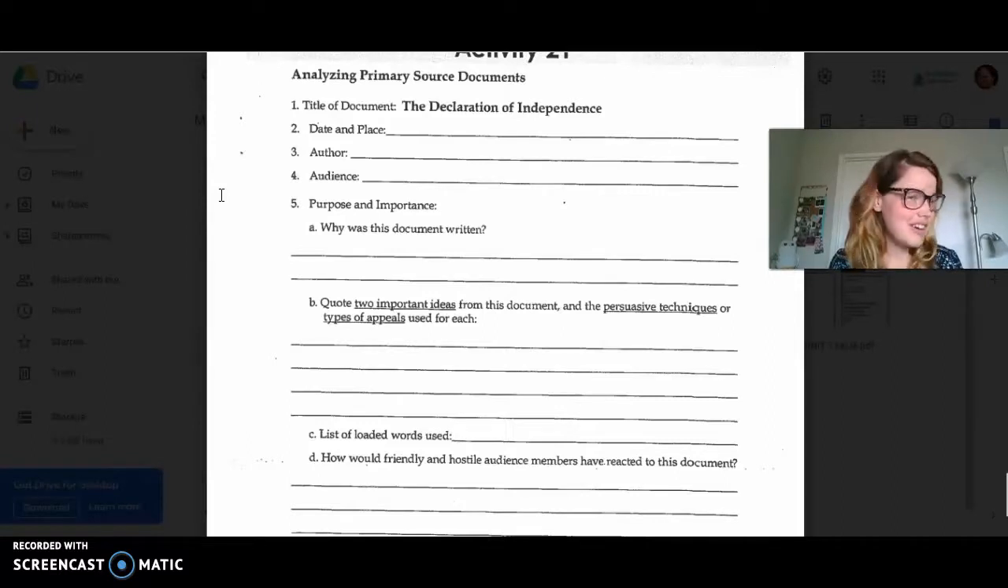Audience, who is it written for? Who are they declaring independence from? Maybe that tells you who it's written for. Purpose and importance. Why was the document written? What was their goal? What were they trying to do, right?